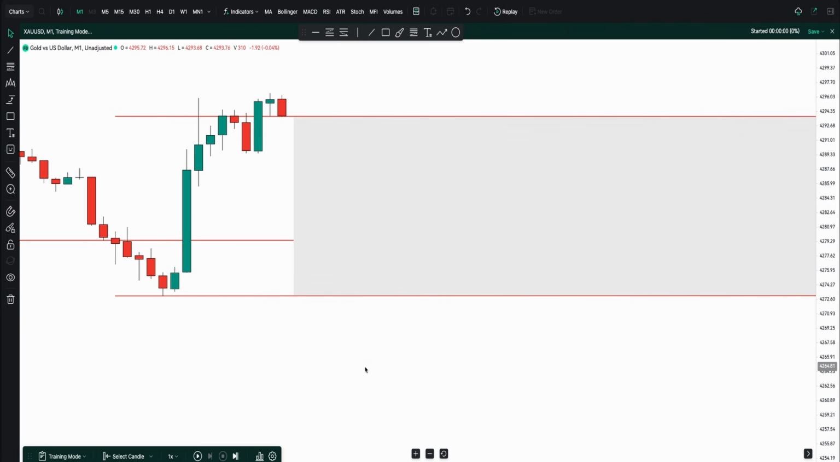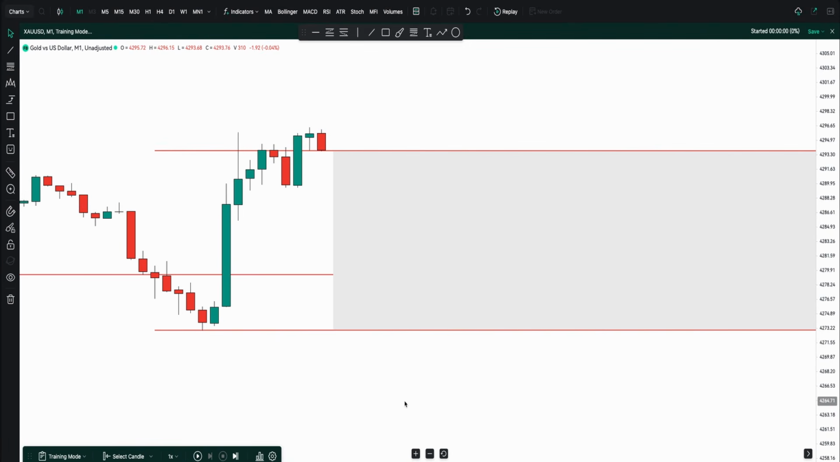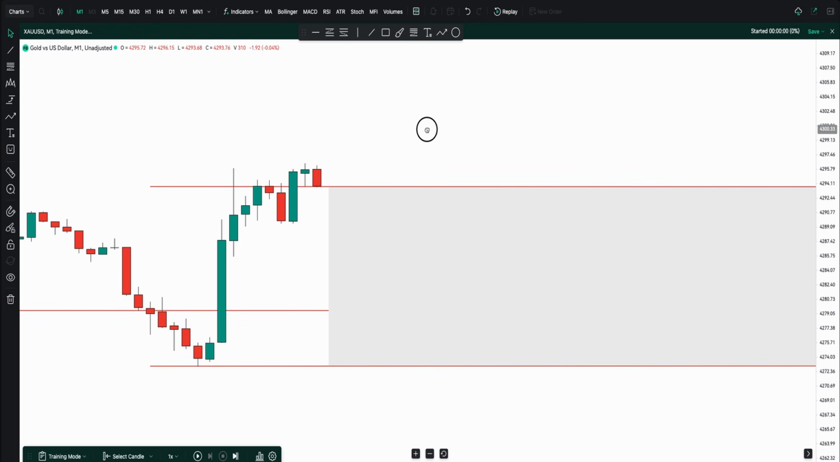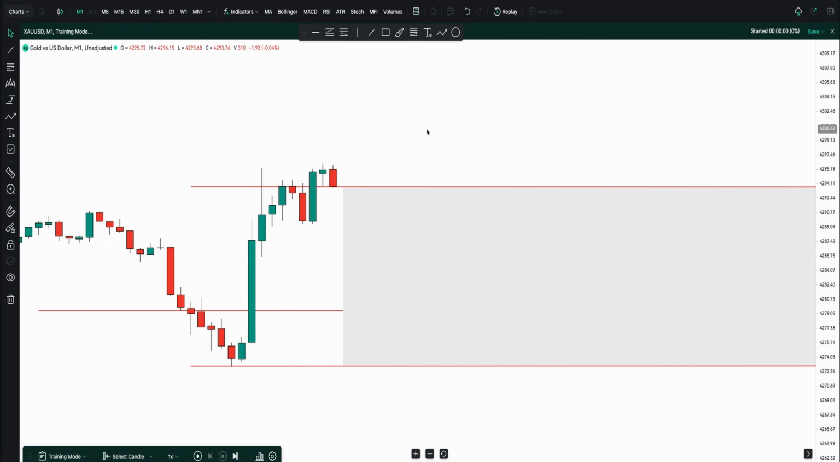Okay, so this is the 1-minute chart. On the 1-minute chart, what we are looking for is any pullbacks inside of this area here for us to look for buying opportunities. Right now, we can also do one thing: we add a moving average.